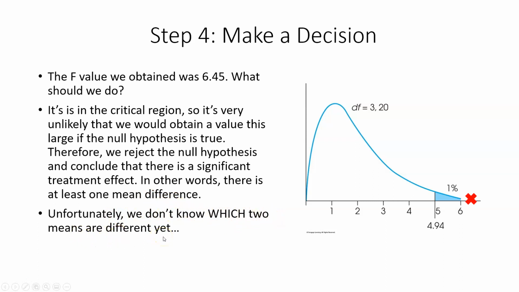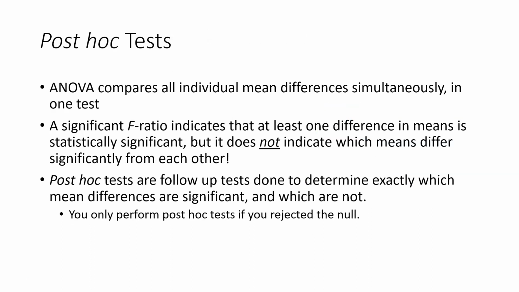All we know is that across those four conditions of reading once, reading twice, answering pre-written questions, and answering questions that you've written yourself, all we know is that there's a difference somewhere. But we still have to figure out where is the difference. In order to do that, we run what are called post hoc tests. Post hoc is Latin for after the fact. So after we've run our ANOVA, then we can run these after the fact tests, these post hoc tests.